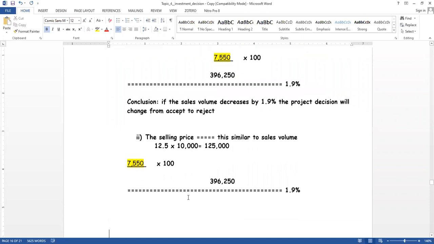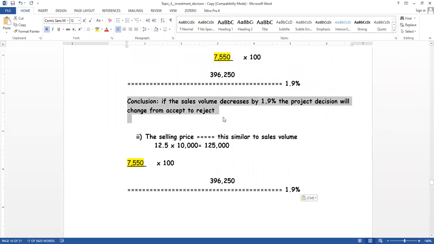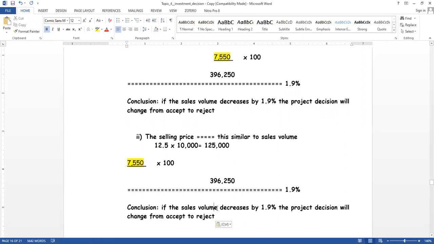So meaning that the conclusion would be that if the selling price decreases by 1.9, the project decision will change from accept to reject. Okay.